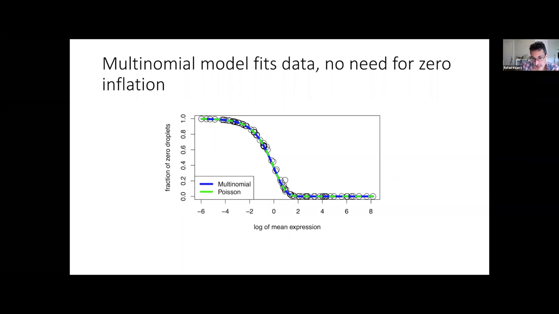We can predict the proportion of zeros. The little dots here are the observed values of the mean and the fraction of zeros, and the curves are the prediction from a multinomial and a Poisson. So multinomial and Poisson explain it, with no need for a missing data or zero inflated model. Here's the artificial example with no biology.